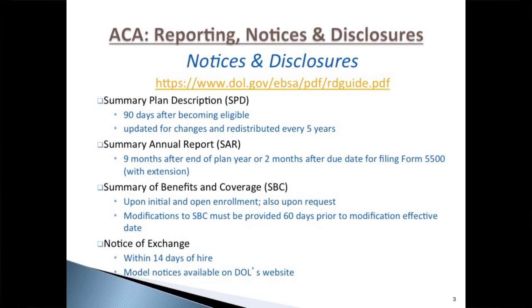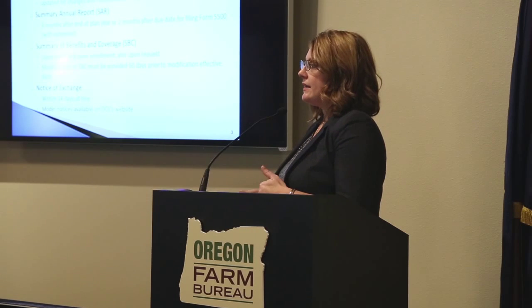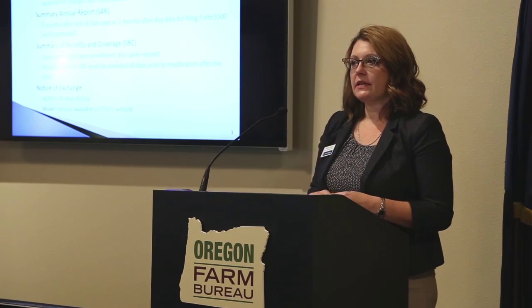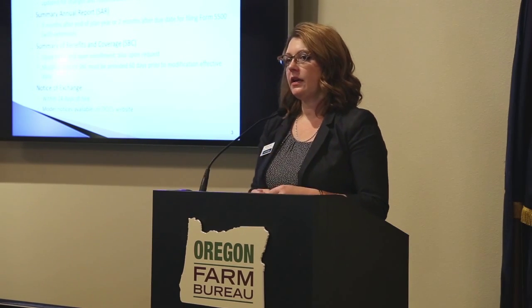The summary of benefits and coverage, this is that new four-page notice that summarizes the benefits provided under the plan. You have to give it to them yearly, annually, usually at open enrollment and when they become eligible for the plan. There was recent guidance on the summary of benefits and coverage because there was a lot of confusion.